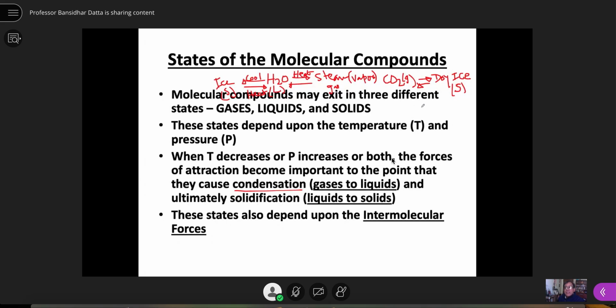Someone told me sublimation. So what do you call this one? Gas to solid. What is that called?